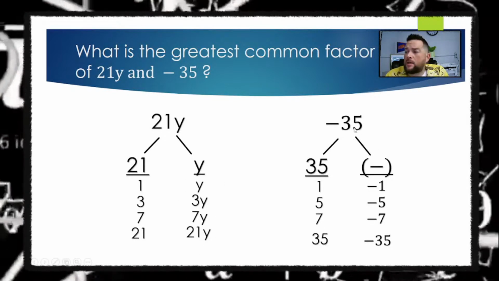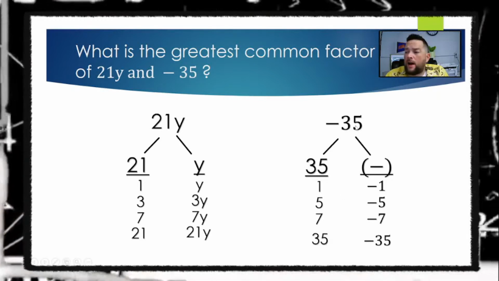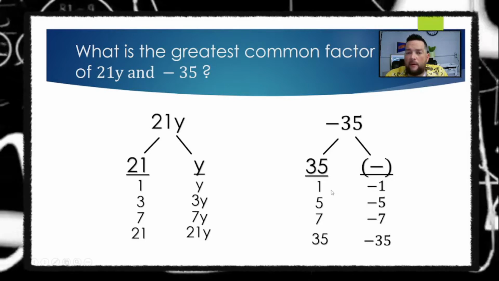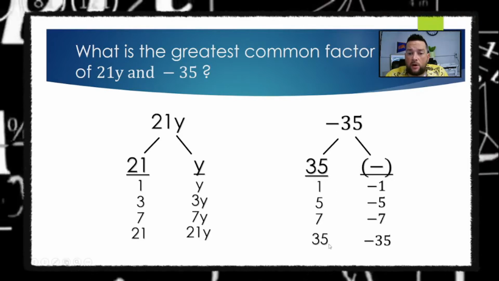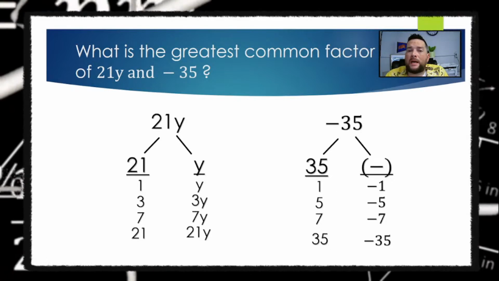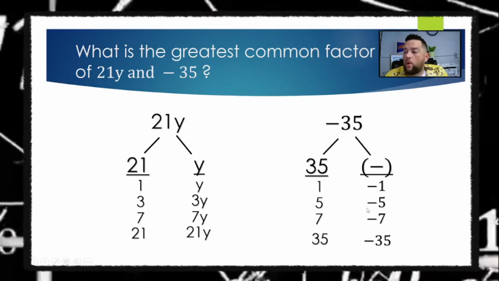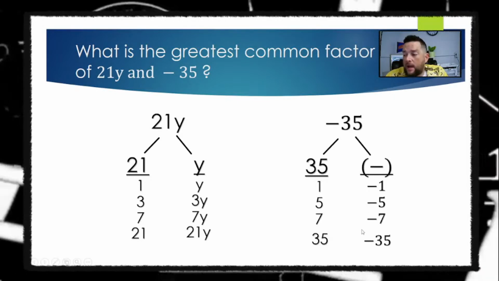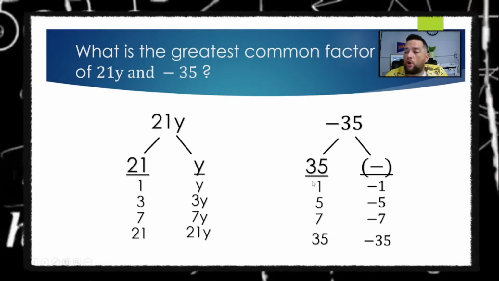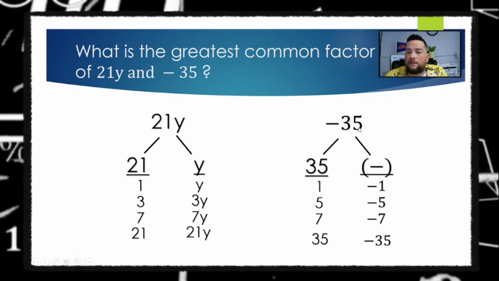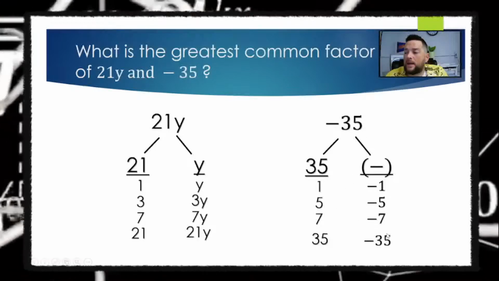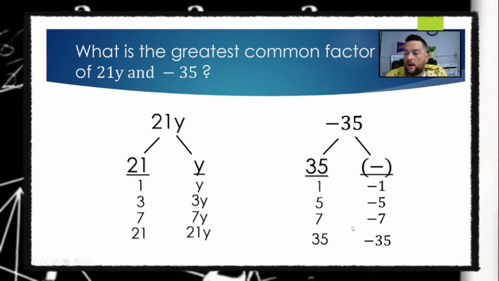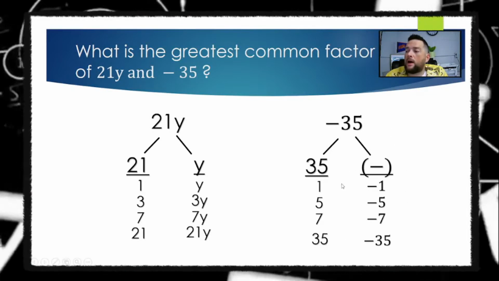And then with the negative 35, we split off the 35 from the negative, right? So first we're just finding the factors of 35, which are 1, 5, 7, and 35. And then we're going to include those factors with their negative signs as well. So negative 1, negative 5, negative 7, and negative 35. Those are all factors of negative 35, and the reason why is because 1 times negative 35 is negative 35, and 5 times negative 7 is negative 35, and so on and so forth. So those are all factors.